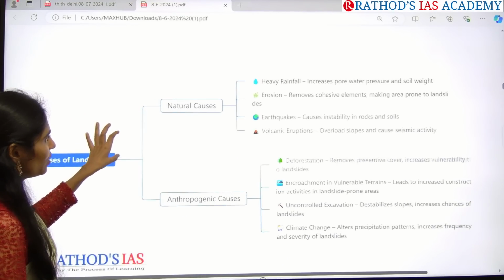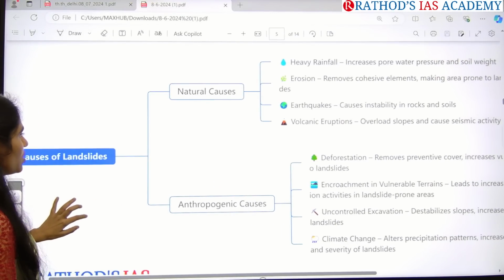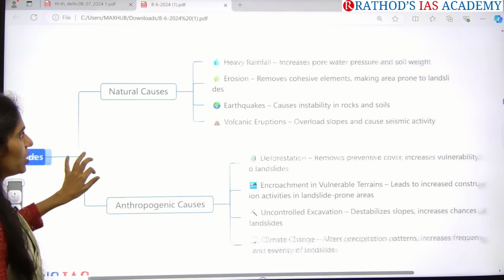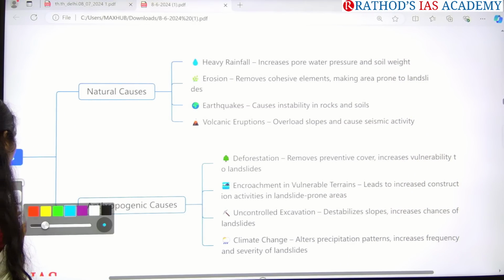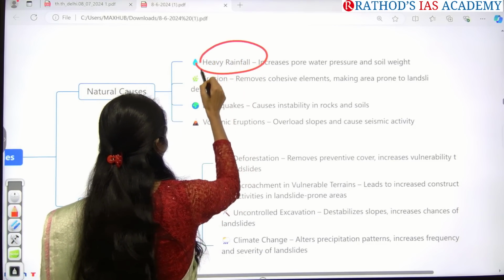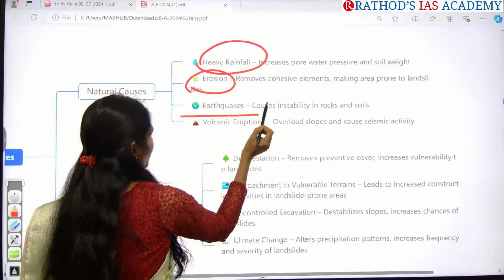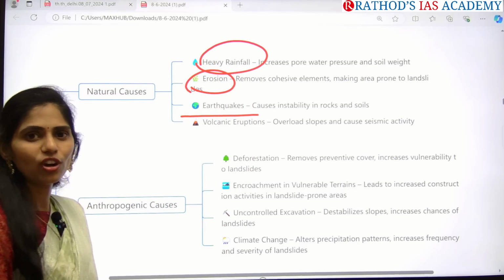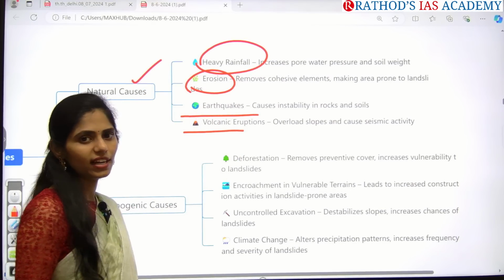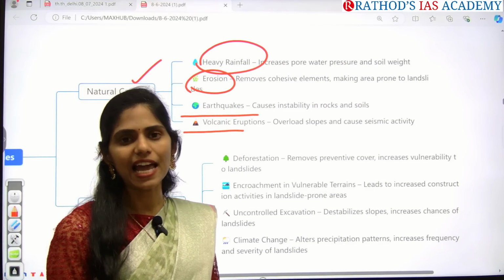And now let us see what the causes are. As I said, the first cause is natural causes, and the second one is man-made or anthropogenic causes. Natural causes are, for example, heavy rainfall or erosion. The next one is earthquakes and volcanic eruptions. Yes, that will cause landslides. These are the important natural causes.